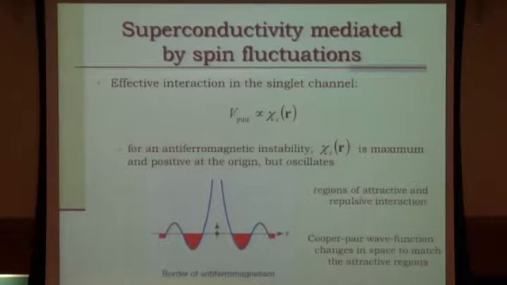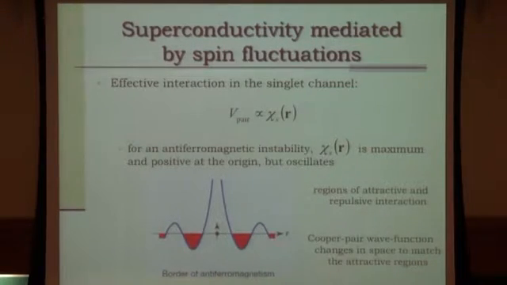So the pair interaction is proportional, for singlet, to the spin susceptibility here. Now, the spin susceptibility, if I have an antiferromagnet, has a modulation vector, just plus and minus, like I'm plotting here. It's repulsive at the origin and then decays. So this means that I want a wave function that vanishes at the points where I have repulsion and is maximum at the points where I have attraction.